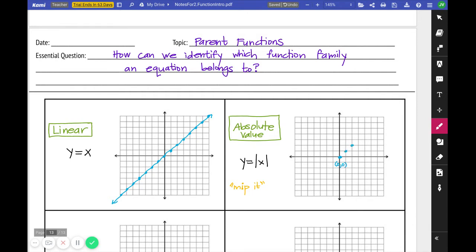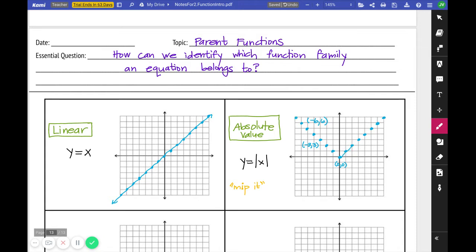And on the right-hand side, all the x values are positive. So we kind of just follow up. But on the left-hand side, negative 1, MIPIT, turn it to positive 1. Negative 2, MIPIT, turn it to positive 2. So (-3, 3) is an ordered pair we have. Or (-4, 4). Or (-5, 5). Or (-6, 6). The x was negative, but when we MIPIT, it turns back positive.